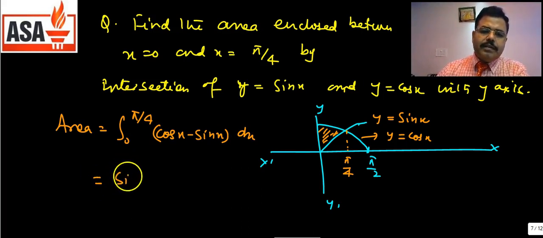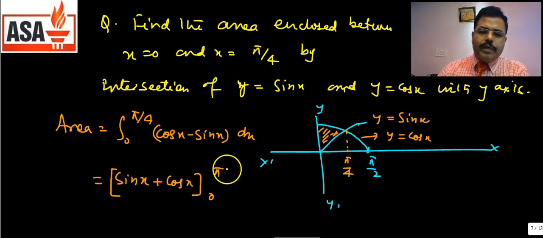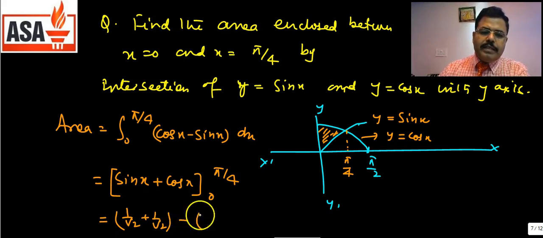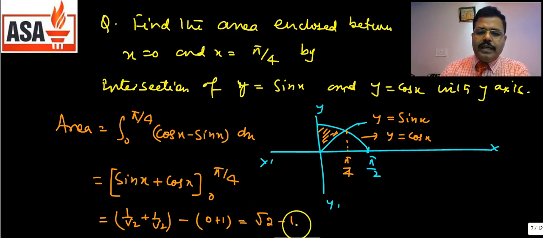That is, the integration of cos x is sin x, and the integration of sin x is minus cos x, from 0 to pi by 4. So that will be sin pi by 4 plus cos pi by 4, 1 by root 2 plus 1 by root 2, and minus sin 0, which is 0, and cos 0, which is 1. So this is 2 by root 2 minus 1, that is root 2 minus 1 square unit.